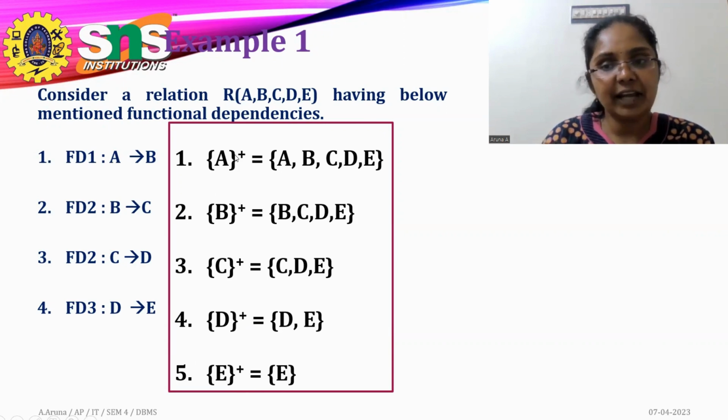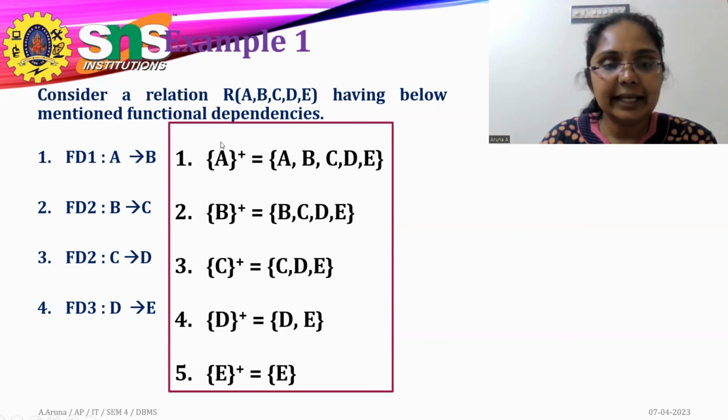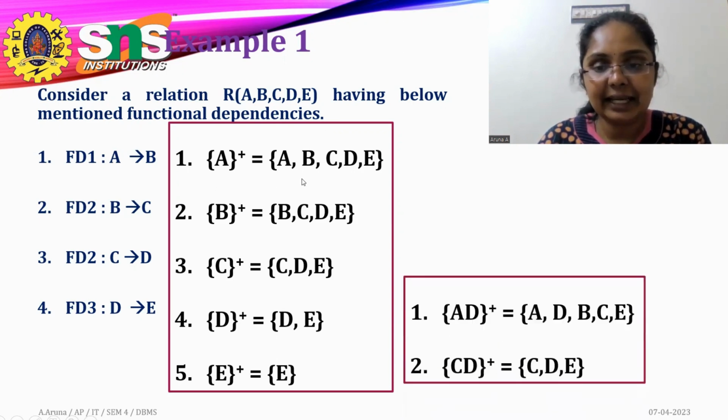So what is the definition of candidate key? How can we identify the candidate key? A candidate key is nothing but the minimal subset of the set of attributes in the closure set. So here, minimal subset, A is the candidate key. By using A, we are able to derive all the attributes, so we can say this is a candidate key.